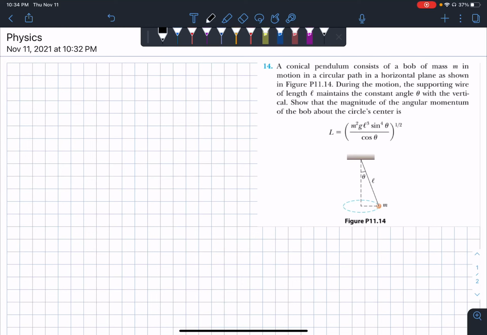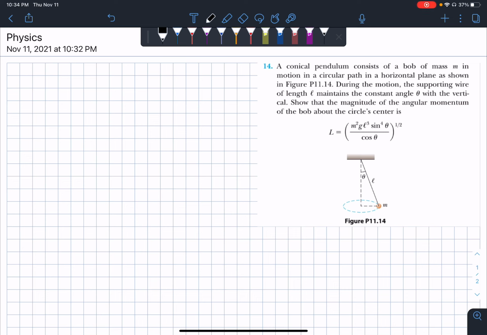Okay, so here we have a problem that deals with angular momentum, and this problem comes from the textbook Physics for Scientists and Engineers with Modern Physics by Serway and Jewett. This is from chapter 11, I believe. So let me just read the problem.